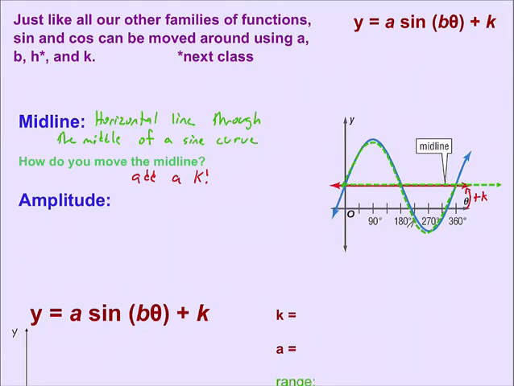So what we've been calling the vertical shift all year, the k, in the context of sine and cosine, we're going to call it the midline. Very important to realize that the midline is a line, it's a horizontal line. So when we write what the midline is, we always write it as an equation, y equals k.